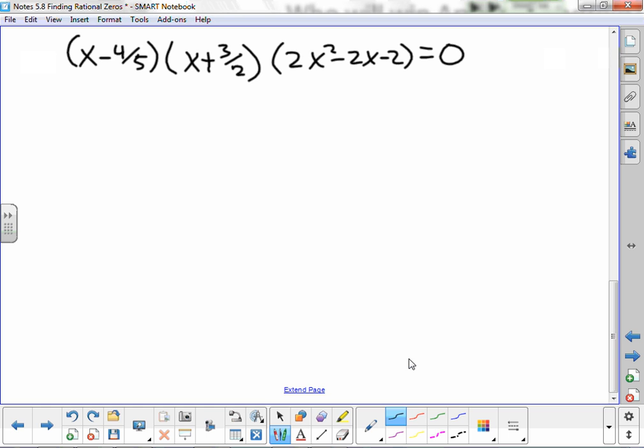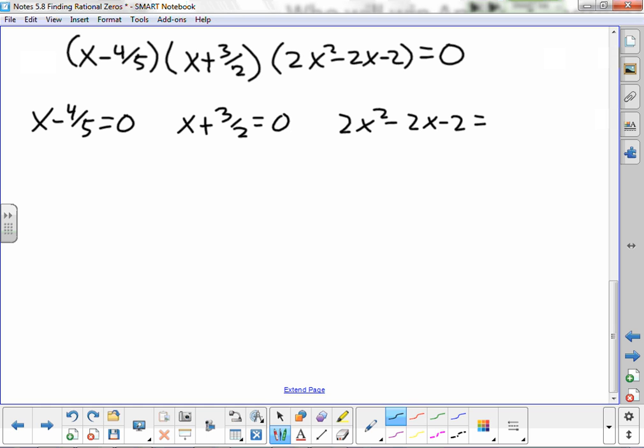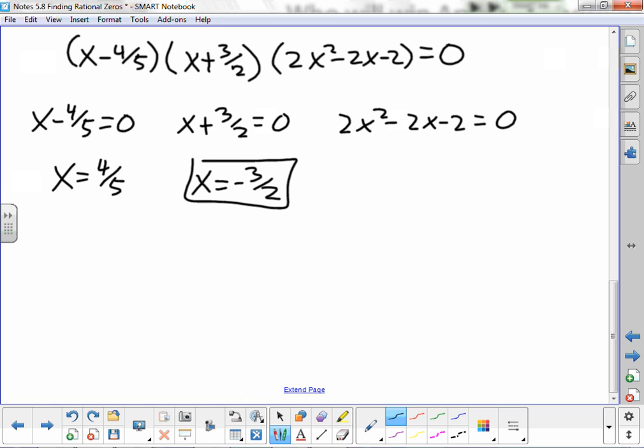So break them apart. That's 2x. So this is x equals 4/5. This is x equals -3/2. Those are 2 of our answers so far. This one, you can factor out a 2 and then divide it out. So this will just be x squared minus x minus 1 equals 0.